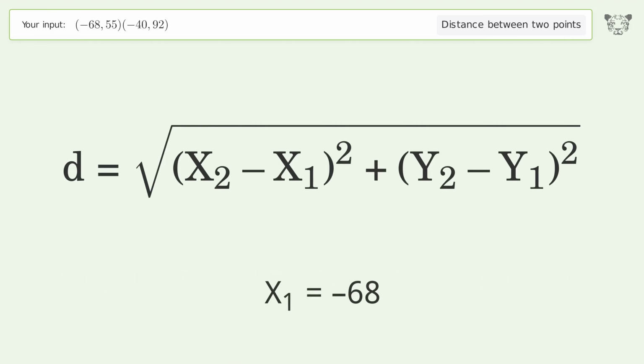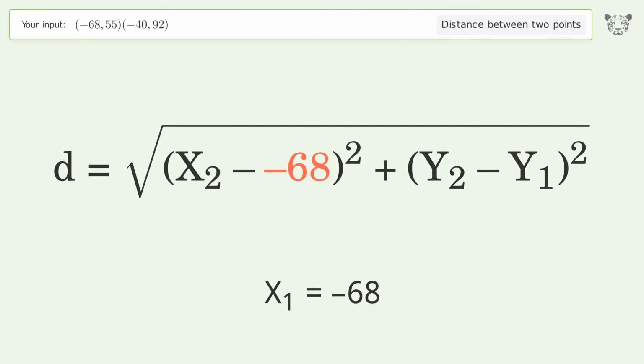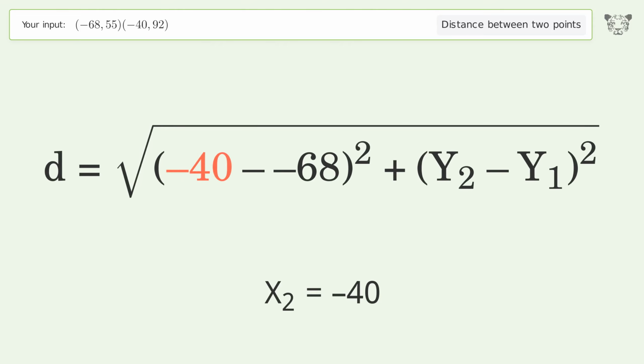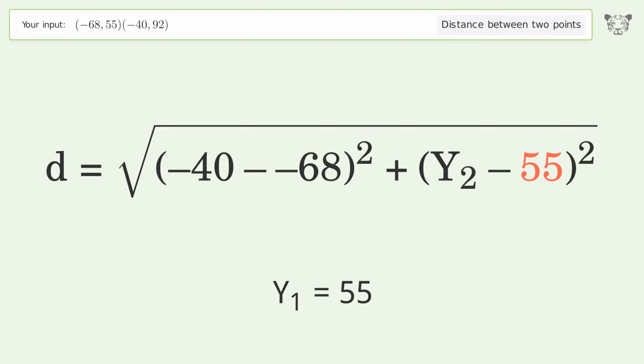x1 equals negative 68. x2 equals negative 40. y1 equals 55. y2 equals 92.